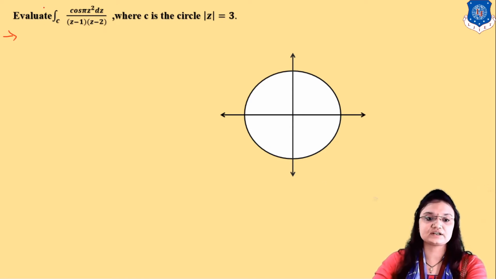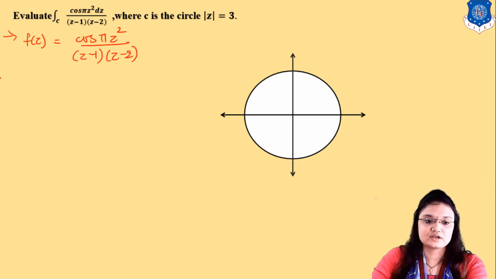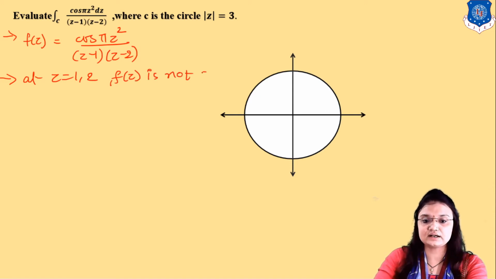So here we have the question: evaluate the integral of cos pi z square dz upon z minus 1 into z minus 2, where C is the circle modulus of z equal to 3. So again we have the function f of z equal to cos pi z square upon z minus 1 into z minus 2. Here you can clearly see that if we put z equal to 1, we will get 0 in the denominator. If we put z equal to 2, again we will get 0 in the denominator. So we can say that at z equal to 1 and 2, our function f of z is not analytic.